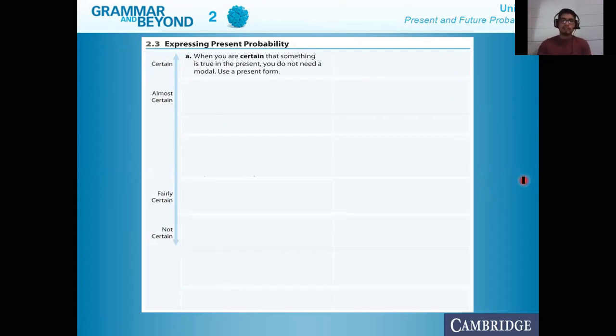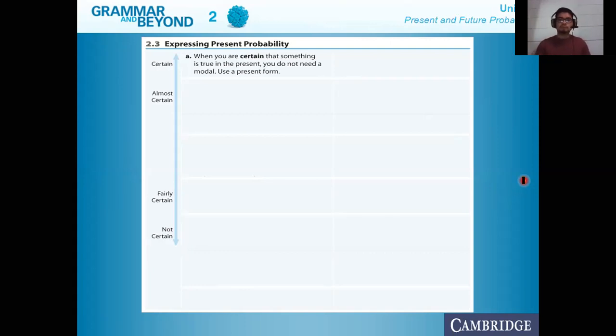As you see on the screen over there, it says, when you're certain that something is true in the present, you do not need a modal. Use the present form when you are certain that something is true. So remember, in this case, you are not guessing. You already know what the result is. You already know what the real answer is. You're not making a guess. You already have evidence. It has been proven. You don't need to guess anything about a certain situation or event, because you know already that it is true.